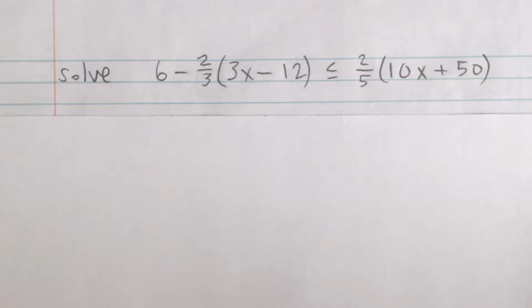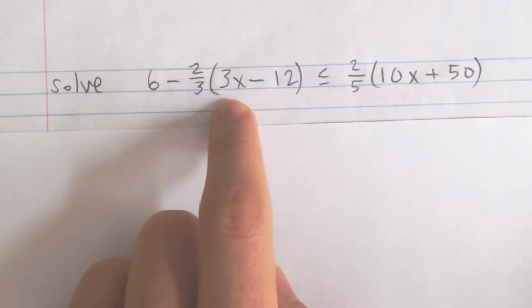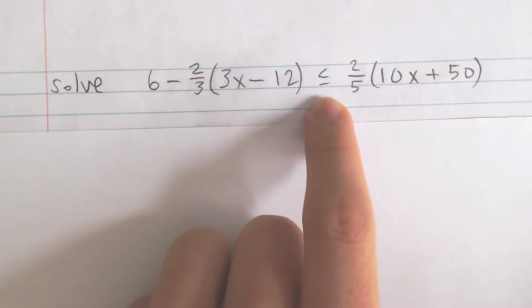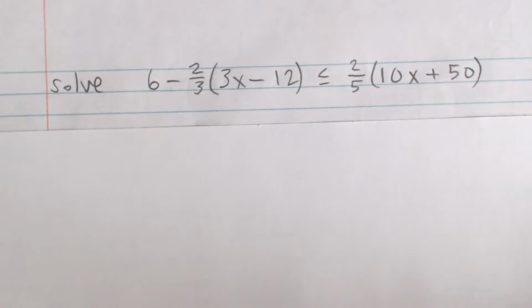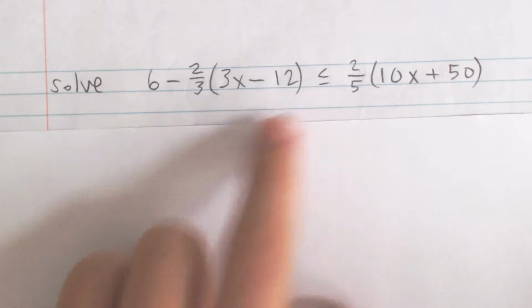Okay, here we have to solve this linear inequality, right? We have 6 minus 2/3 times, in brackets, 3x minus 12 is less than or equal to 2/5 times 10x plus 50. And the first thing I'm going to do here is get rid of these brackets by distributing the number in front to both terms, right?